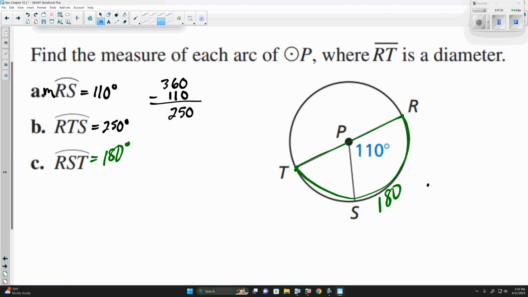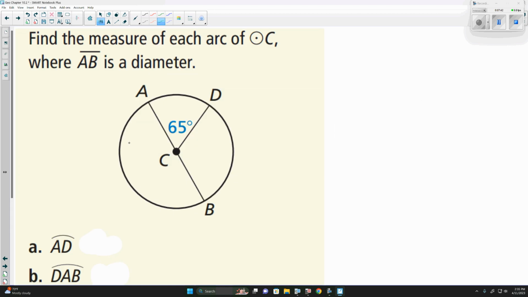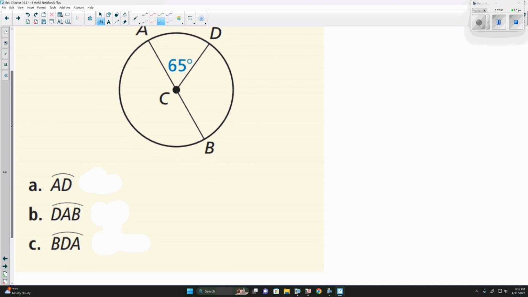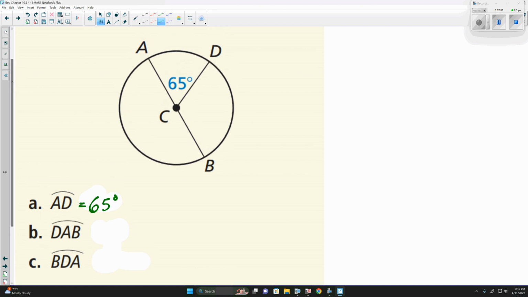Questions on this here? We ready for the next one? We'll do this one here and then we'll move on, because I don't think we need to do a whole lot with this. AD is 65, same as the central angle, 65 degrees.